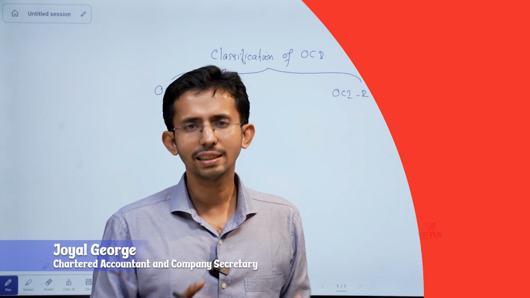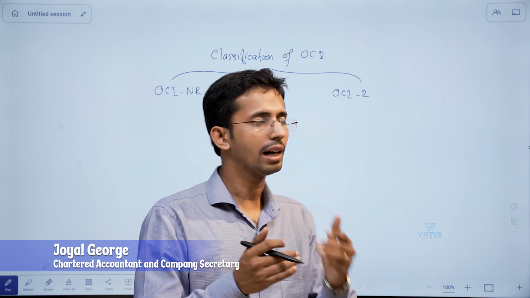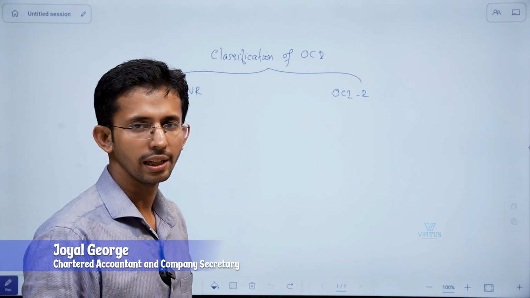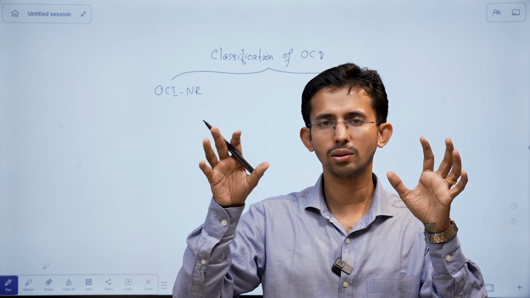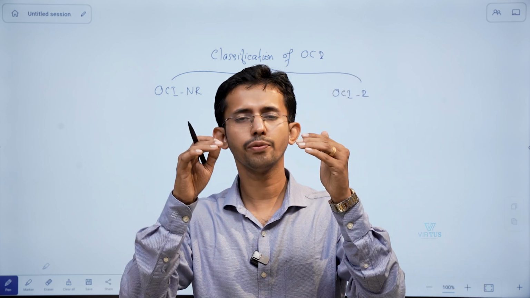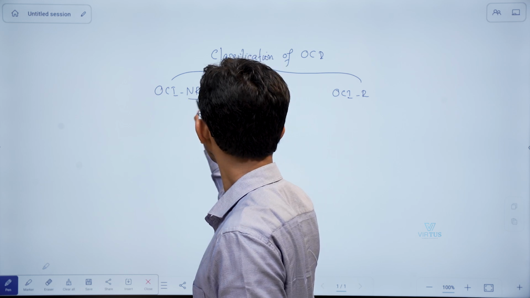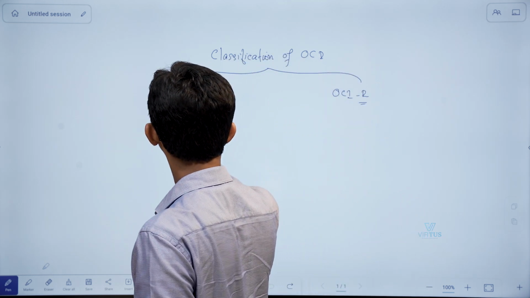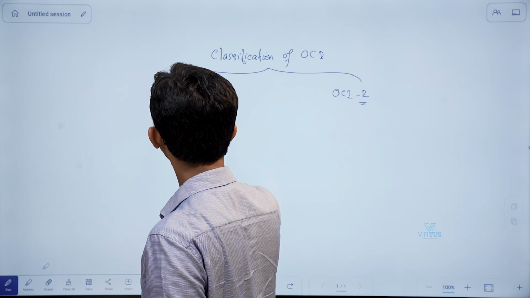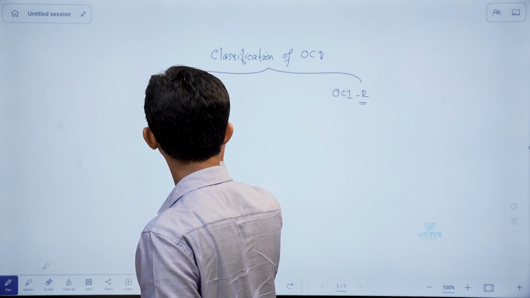Friends, now let us see what are the different types of items under OCI. If you see the items that are included as other comprehensive income, you can classify those items into two categories. One is OCI NR and OCI R. OCI NR stands for other comprehensive items not reclassified to P&L.